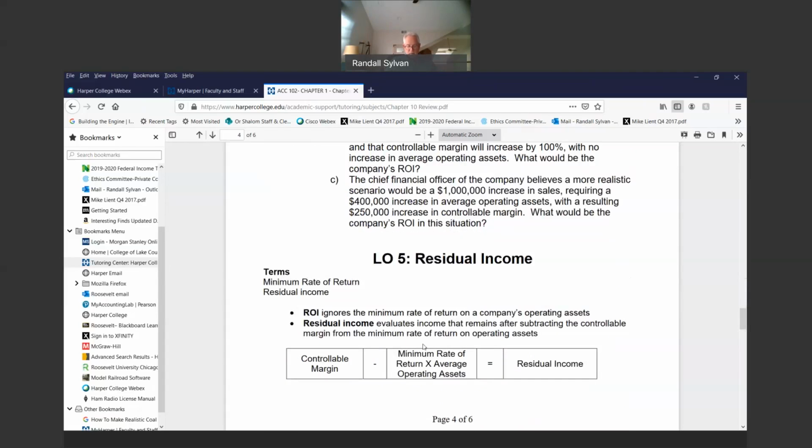I think you're going to need to understand what residual income is, and it evaluates what's left after subtracting the controllable margin from the minimum required rate of return that we're expecting. So it's controllable margin minus the minimum rate of return times the average operating assets. So we take our minimum rate of return times the operating assets. That's how much we're going to use. So our controllable margin minus that gives us our residual income. And I would try to understand what these formulas are.